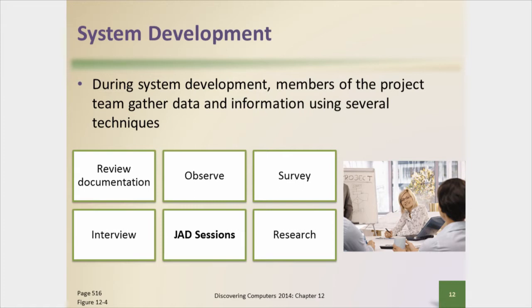During the systems development process, members of the project team gather together to gather data and information using several different techniques. This is where you're going to go out and talk to users. You're going to look at a lot of different documentation. So, for example, you may pull up invoices that the organization has. You pull up vendor information. You pull up receipts. You pull out marketing information. You pull out all kinds of documentation and look at it to see what kind of information is being used.